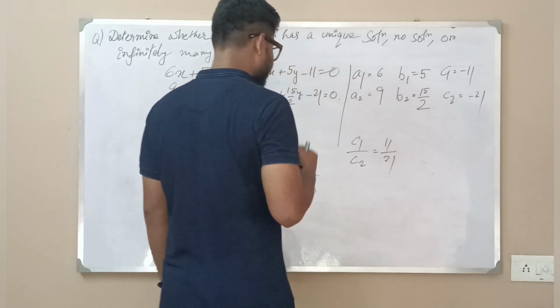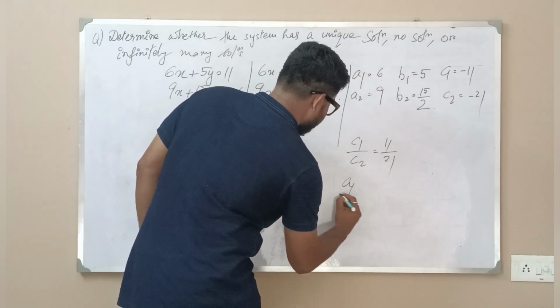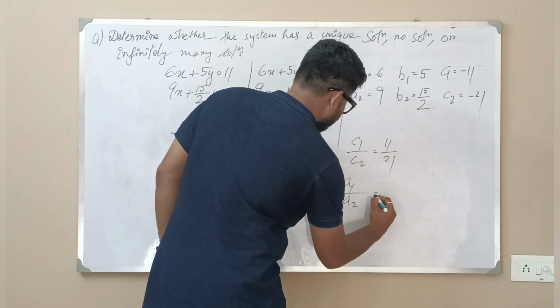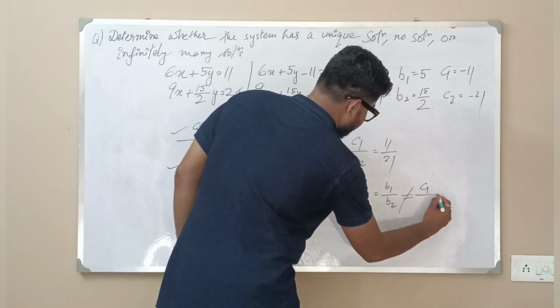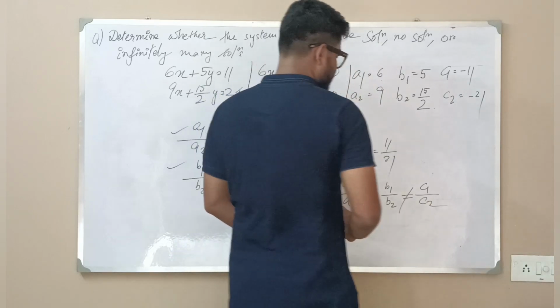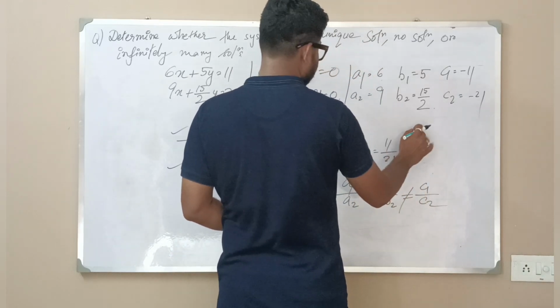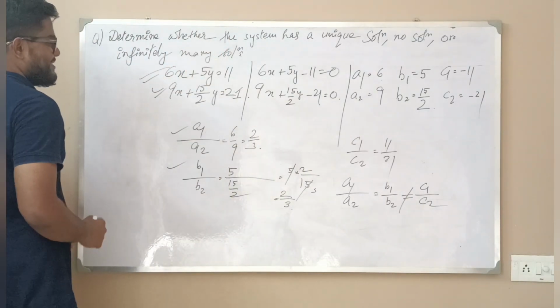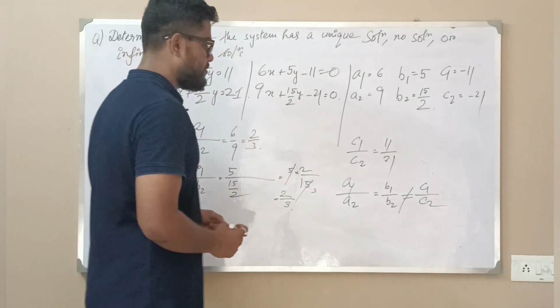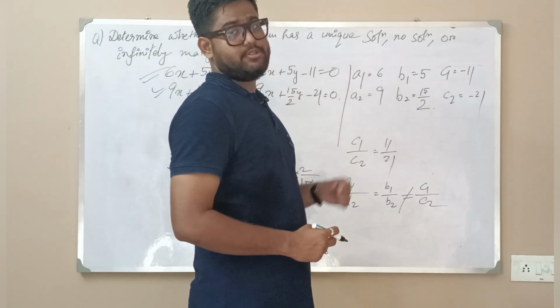Because I'm giving you the reason: a1 by a2 equals to b1 by b2 not equals to c1 by c2. So it is inconsistent and has no solution, particularly these two equations. So the system of equations is inconsistent and has no solutions.